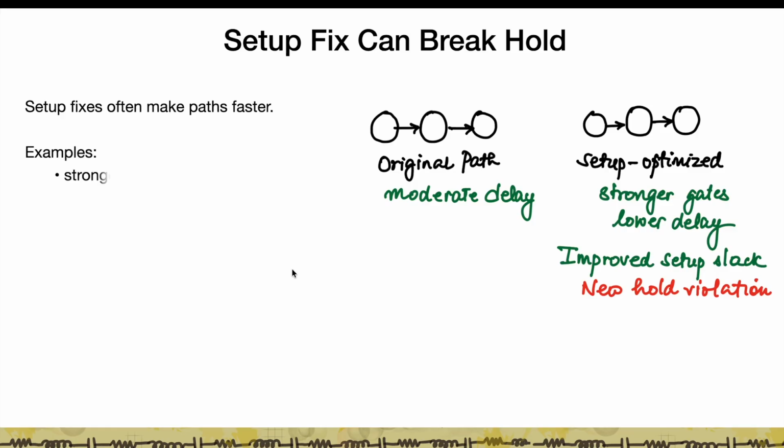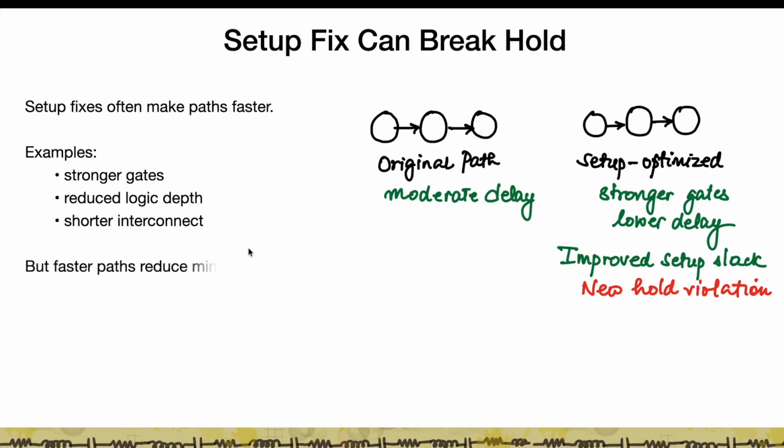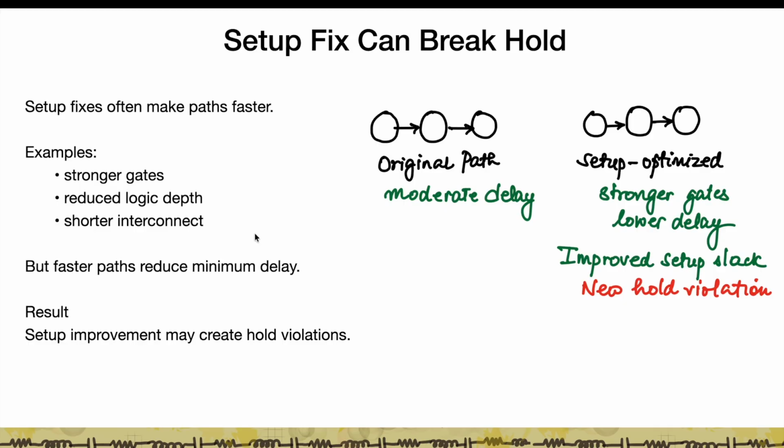This is the slide that makes timing closure so maddening. You find a setup violation, you fix it. Upsize a gate, shorten a wire, simplify some logic, setup slack goes positive, you check it off, done. Except now you made the path faster, and a faster path has a lower minimum delay. And a lower minimum delay means less margin against the hold requirement. So your setup fix just created a hold violation on the same path.